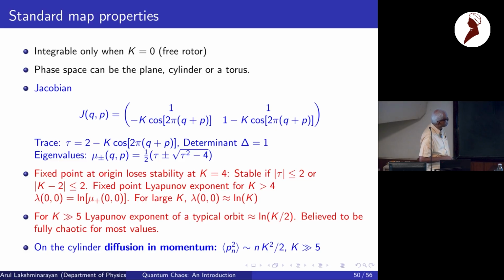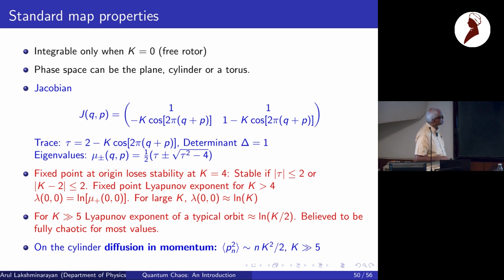And you can see that for the fixed point at the origin, if you put 0, 0 here, it's simply 2 minus k. And the eigenvalues of this Jacobian matrix is 1/2 the trace plus or minus the square root of trace square minus 4 because the determinant is 1. And therefore, these eigenvalues will be complex conjugates of each other, and they will lie on the unit circle because the product has to be 1. So it will be e to the power of i theta and e to the minus i theta, and therefore stable, provided tau square is smaller than 4. So the condition for stability of such a matrix is that the modulus of the trace should be less than 2. Then such an orbit will be stable.